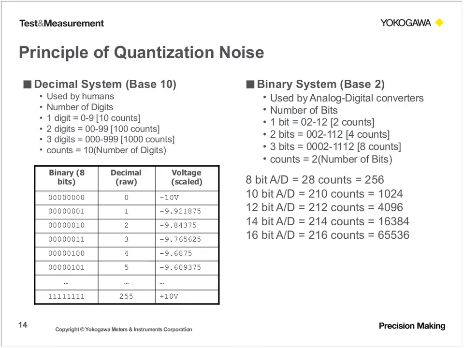It can either be a 00 or a 01. For a 2-bit system, you can have up to 4 counts. So it could be a 00, a 01, a 10, or a 11. And moving along, 3 bits would be the same thing.